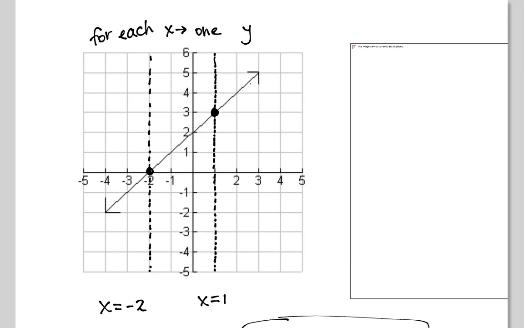Do you think that's always going to happen? Are you sure? Draw vertical lines. How many times do they hit? They only hit once. So for each x, will there always only be one y? Yes. That's what makes this a function. This is a function.